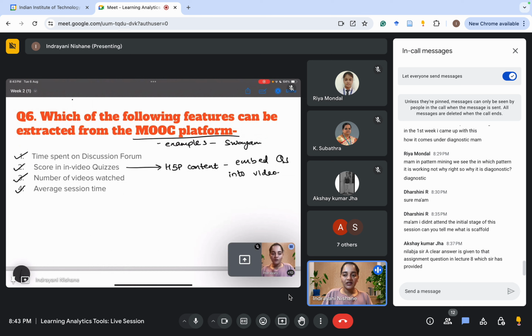I will jump to option 3; we'll come back to option 2 later on. Option 3, number of videos watched. Yes, based on our clickstream data, we can derive the number of videos each learner has watched, and average session time can also be easily calculated from the log data of a MOOC platform.